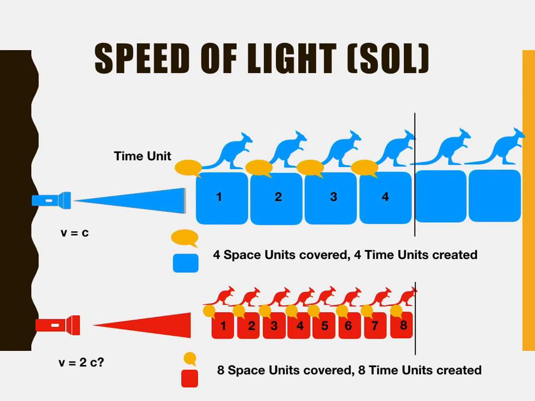Imagine we could create a flashlight which sends out photons at double the speed of light. The blue flashlight sends out photons at the speed of light, and such a photon hops and hops and hops through 4 space units and creates 4 units of time. The red photon hops and hops and hops, and it covers 8 space units, but it creates 8 time units at the same time. So, no luck. You cannot double the speed of light.